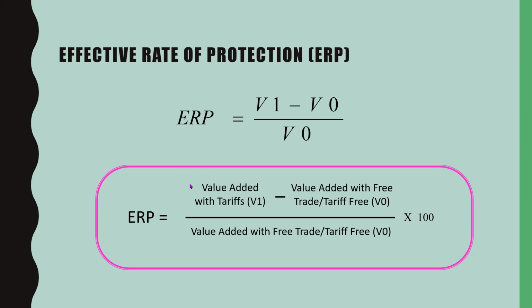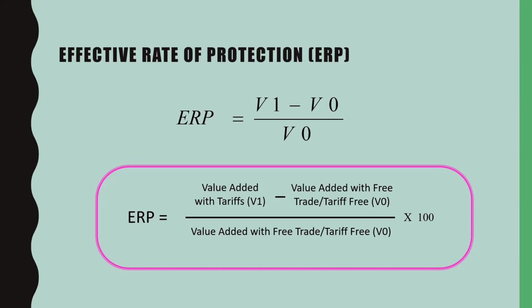Effective rate of protection, in simple terms, is: due to a tariff, at what percentage has the value addition of the domestic producers increased? Simply, that is what effective rate of protection is. In the process of estimating the value addition, we should consider not only the tariff on the final good, but also on the intermediate goods or the raw materials. Is that clear?